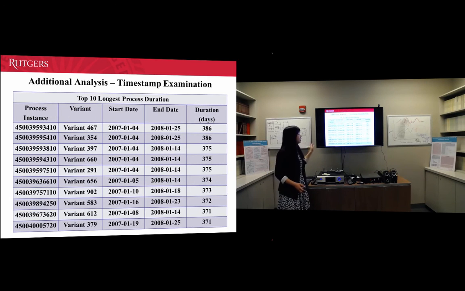And this is our last analysis. It's regarding the timestamp examination. We find that these are the top 10 longest process durations, and they all have around 370 to 380 days process duration. Since the mean duration of the process is 46 days for our data set, these are definitely something that auditors need to pay more attention to because it's too long. It might be a potential risk or an inefficient process.